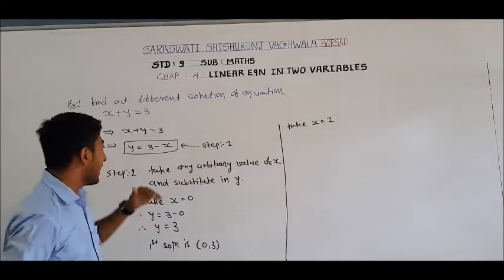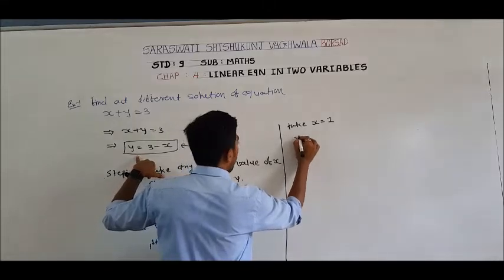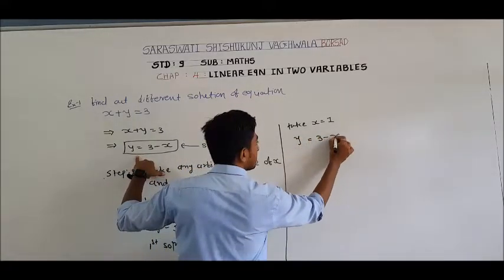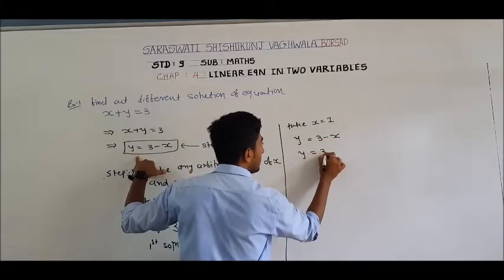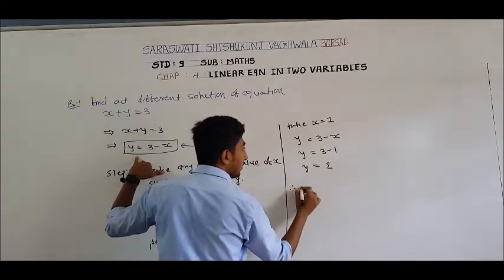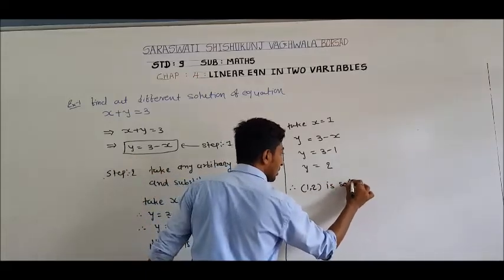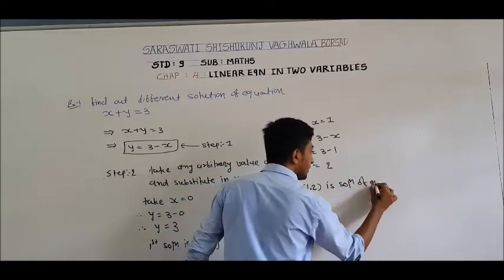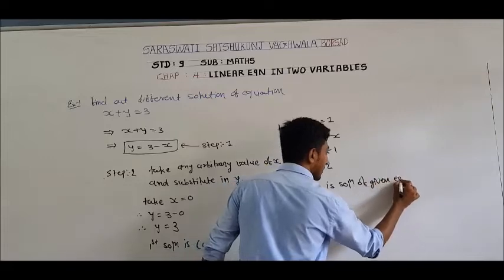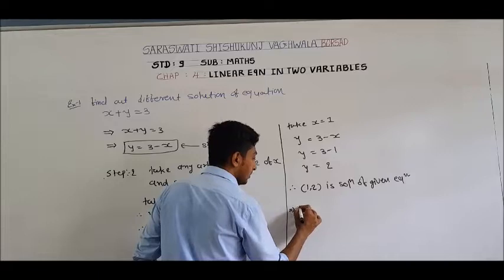If I substitute x equal to 1 in y, then let us see what is the answer. Y equal to 3 minus x. So y equal to 3 minus 1. So y equal to 2. Therefore 1, 2 is a solution of the given equation.